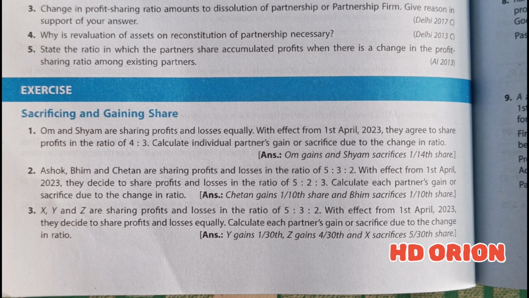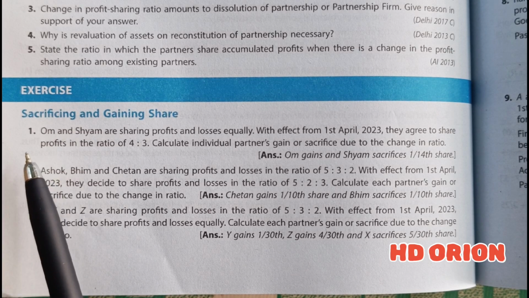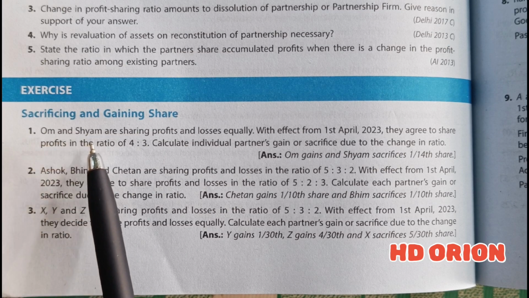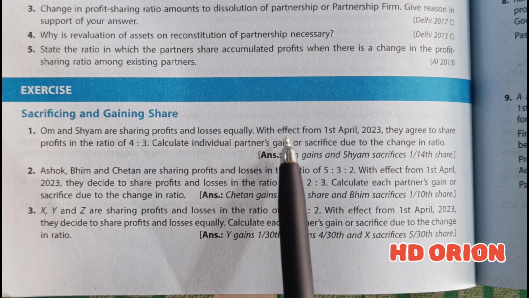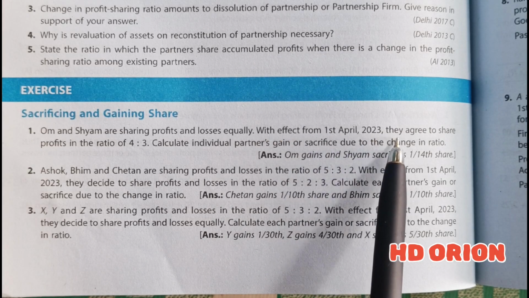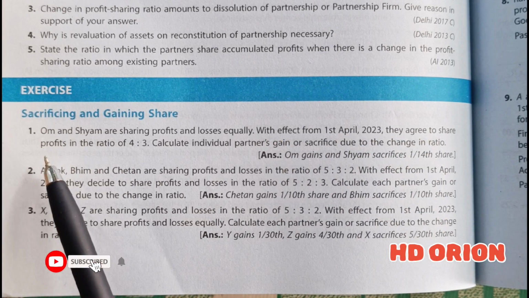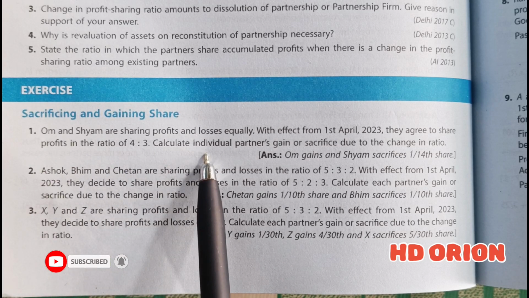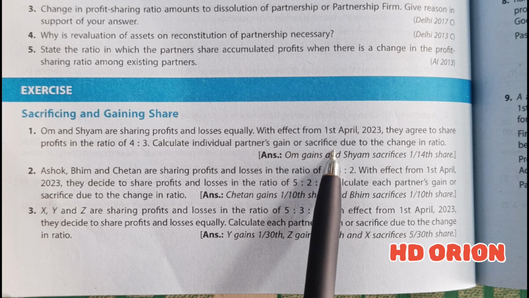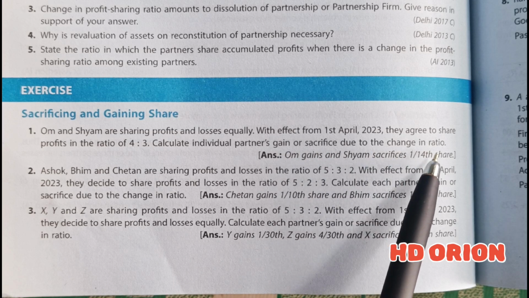So let us study from the question and understand what is sacrificing and gaining ratio. Question number 1. Om and Shyam are sharing profits and losses equally. With effect from 1st April 2023, they agreed to share profits in the ratio of 4:3. Calculate individual partners' gain or sacrifice due to change in ratio.